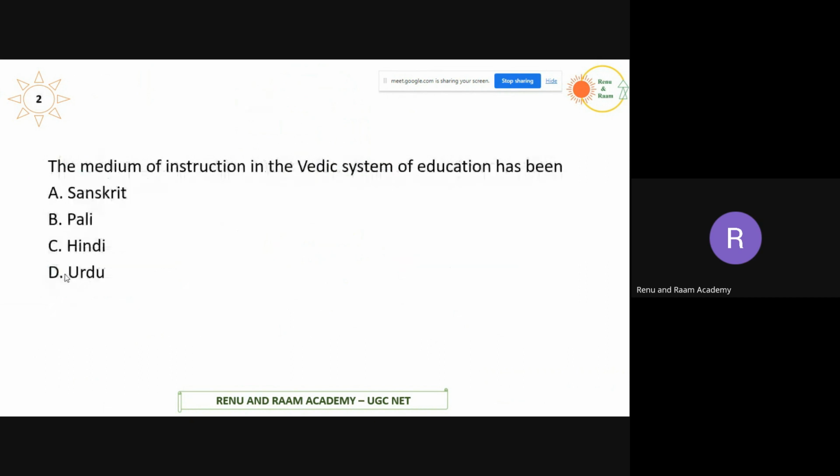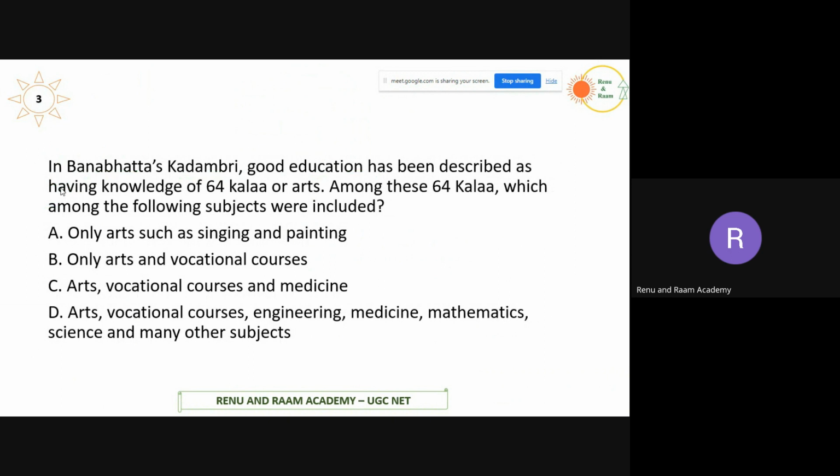So we are moving on to the second question. The medium of instruction in the Vedic system of education is Sanskrit. Simple, there is no explanation needed, it is Sanskrit. Coming to the third question, Banabhatta's Kadambari. Banabhatta is a person who wrote a book called Kadambari.